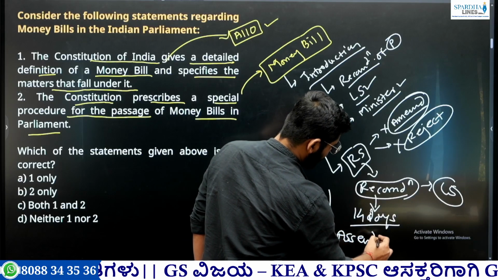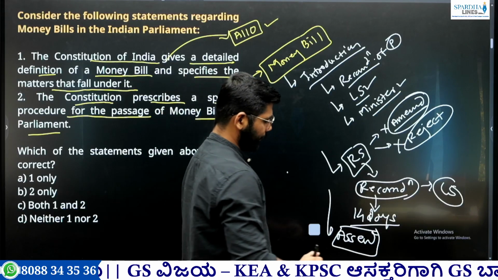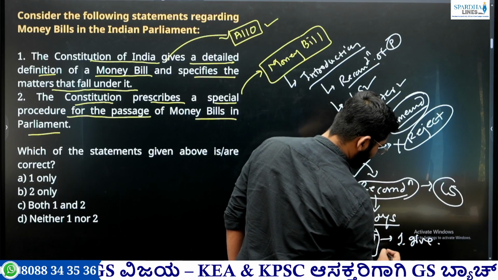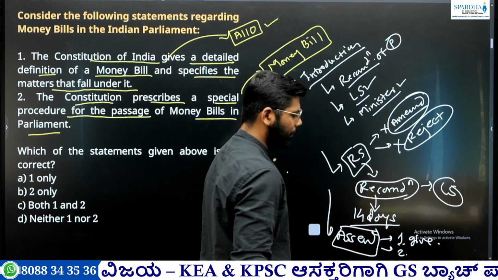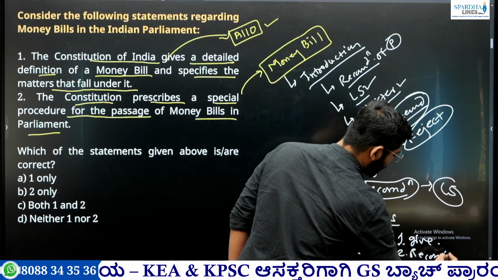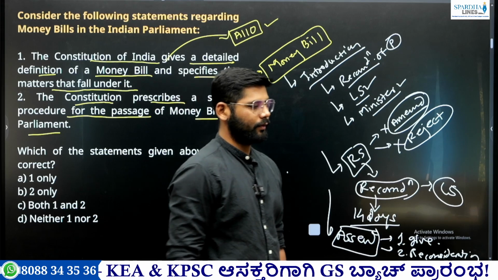Then comes the assent of the President. When it comes to assent, he has only two options. Either he can give his assent, or he can send the bill for reconsideration. Sorry.